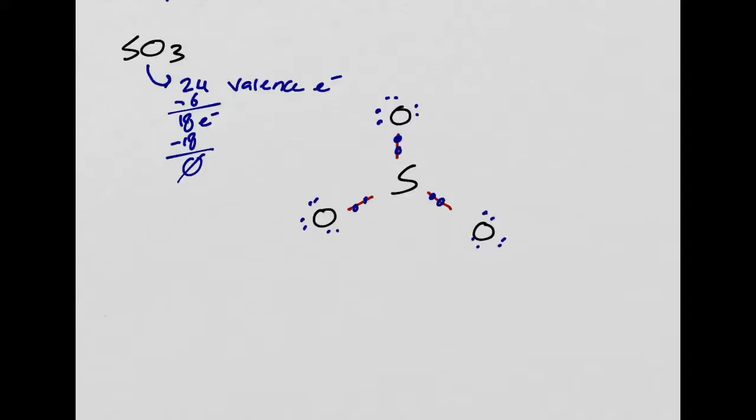Then I go to my center atom. 1, 2, 3, 4, 5, 6. Is sulfur happy? No, it's not. How many more does it need to be happy? It needs 2 more to be 8.